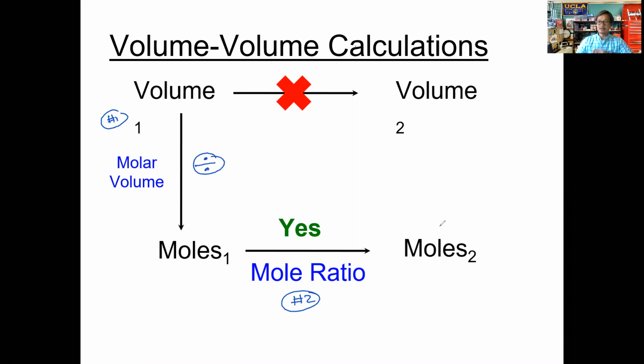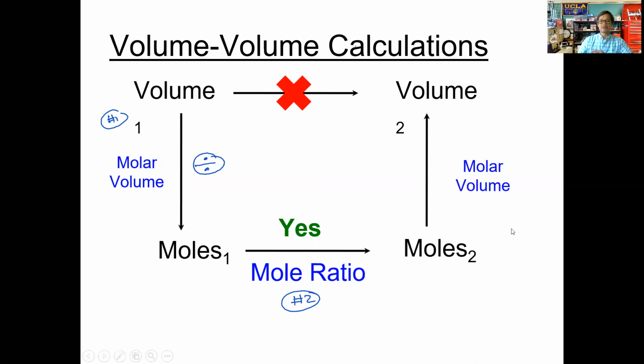Now the question is, because we don't want just moles, we want to be able to get the volume, can we do this last calculation here? Again, that is, can we convert between moles and volume? The answer is obviously yes, because we know what the molar volume of that gas is. In this case, we would multiply by the molar volume.